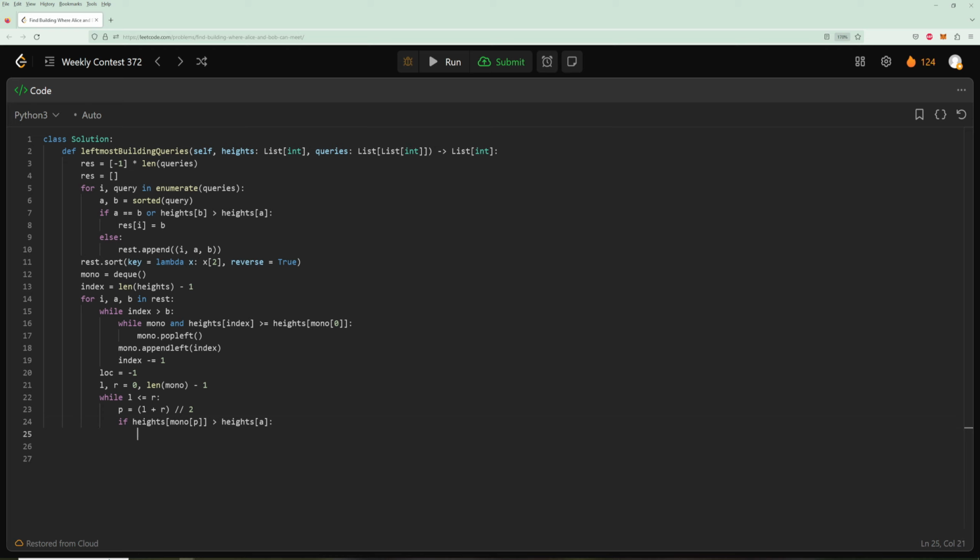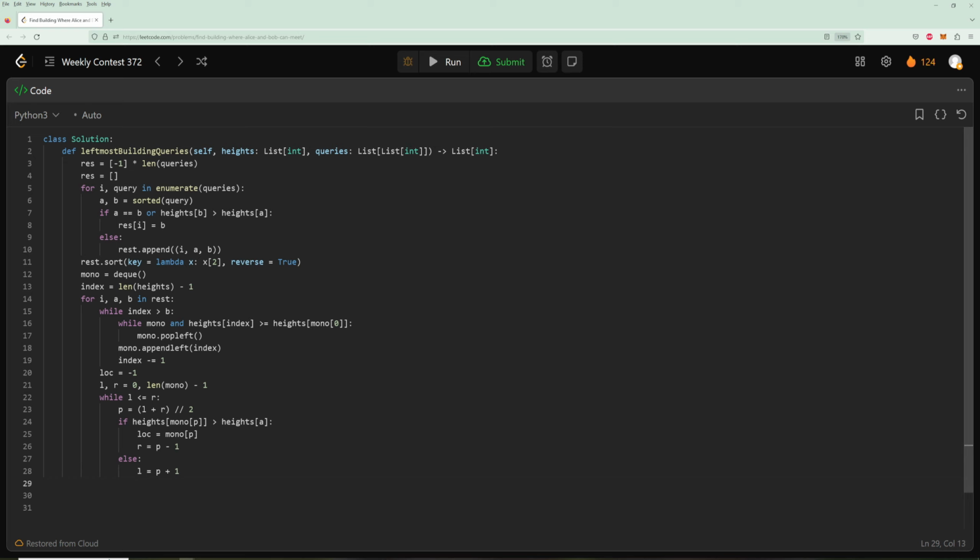So we take this index and then we see if there's anything to the left of that. So we'll say location equals mono[p], whatever index is stored in the actual monotonic increasing stack. And then we need to go left to see if there's anything better. So we found a building, and then we're going to see if there's anything left of that building that also satisfies this. Otherwise, if this building is too small, then we have to go right. So let's just go right.